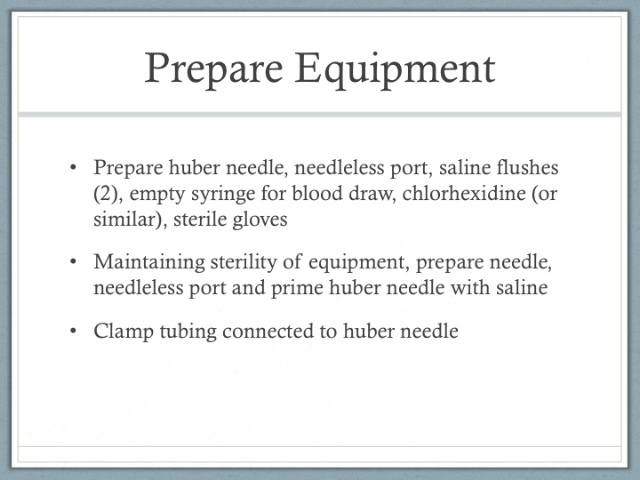Your next step in this process is to prepare your equipment. You need to prepare your Huber needle, a needleless port, at least 2 saline flushes, an empty syringe for blood draw if you're going to do that, and chlorhexidine or similar antiseptic device. You also need some sterile gloves to do this. While preparing the equipment, you need to make sure you maintain the sterility of the equipment and prepare the needle, needleless port, and prime the Huber needle with saline. Once you've primed it with saline, you need to clamp the tubing shut that is connected to the Huber needle.